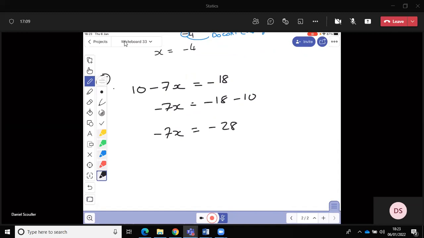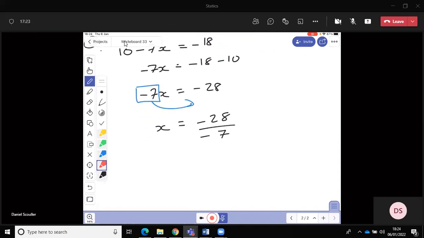Moving that multiple over, we're moving that minus 7x across. Because it's a multiple on the left-hand side, the sign doesn't change. So just be careful that sign comes with you. A negative divided by a negative is going to give you a positive answer. That'll give you 4.